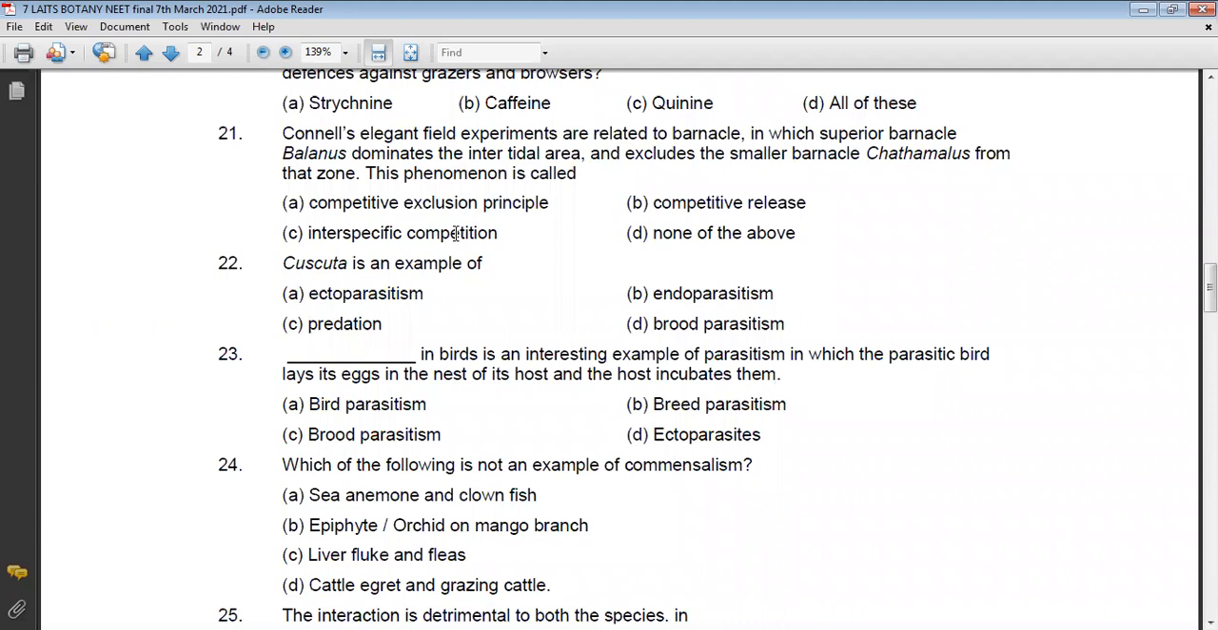Connell's elegant field experiments are related to barnacles, in which the superior barnacle, Balanus, dominates the intertidal area and excludes the small barnacle, Chthamalus, from that zone. This phenomenon, when the dominant species replaces the smaller, recessive one, is called competitive release. Okay, not the competitive exclusion principle; this is called competitive release.